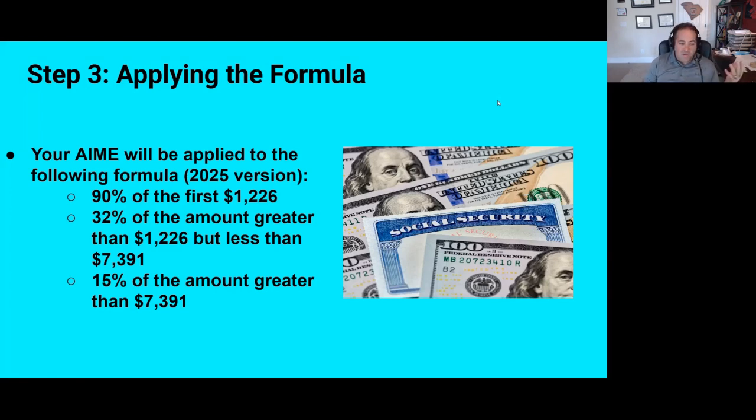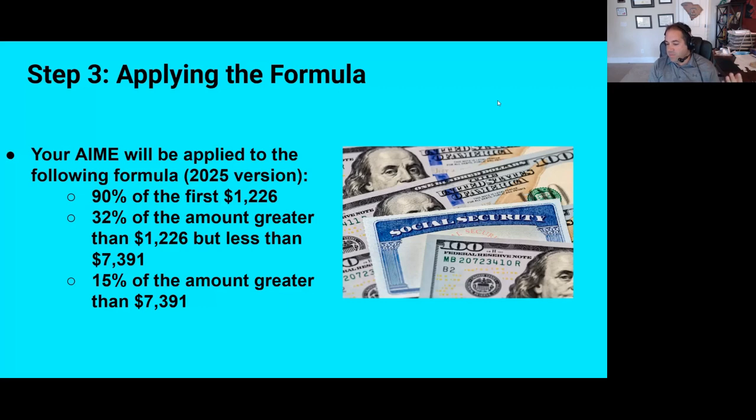So you get 90% of the first certain amount of earnings for 2025. It is the first $1,226. You get 32% over the next amount. Those numbers are called bend points, those little thresholds right there. So you get 32% of the amount greater than the lower point, which is $1,226, but that is less than $7,391. And you get 15% of the amount greater than that upper limit.